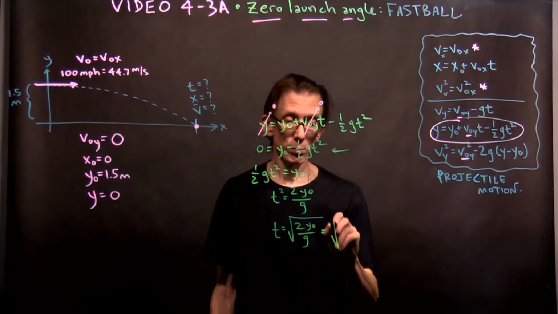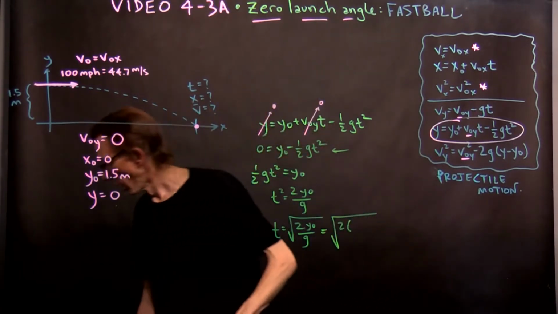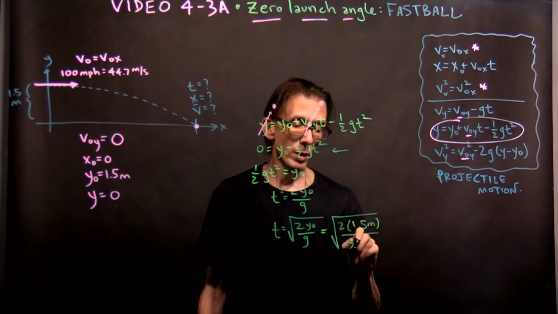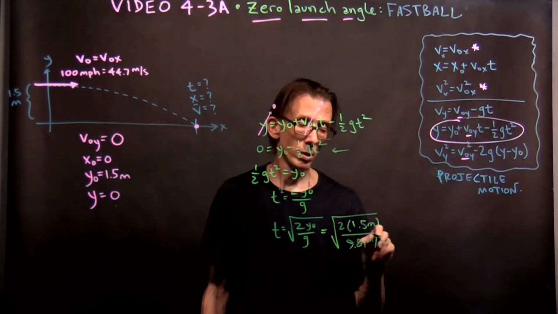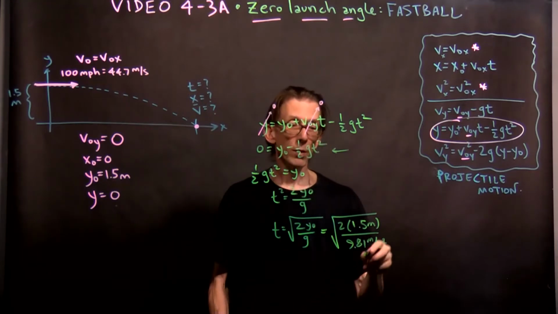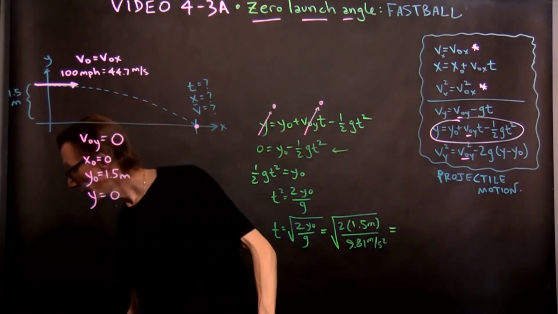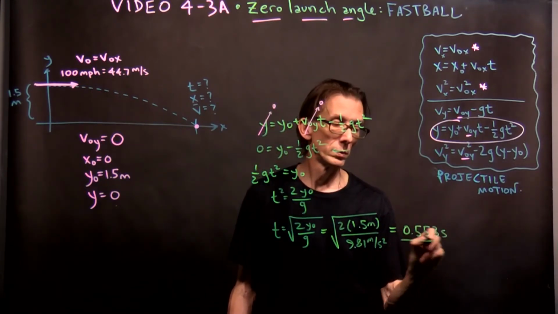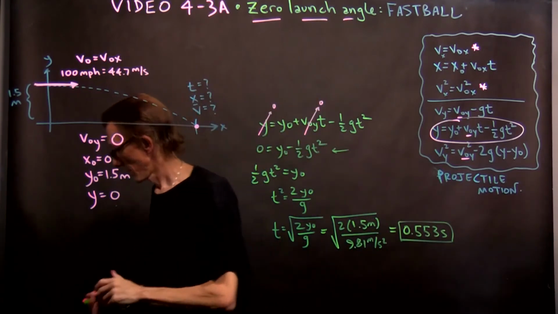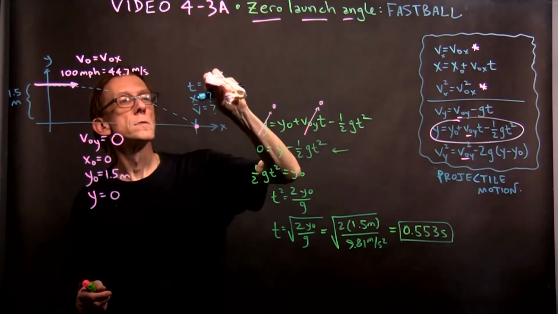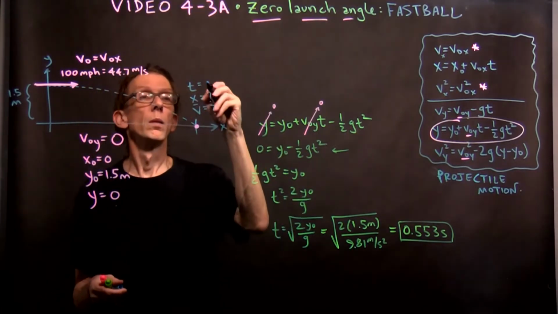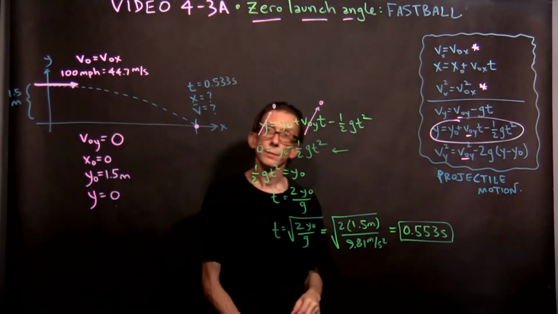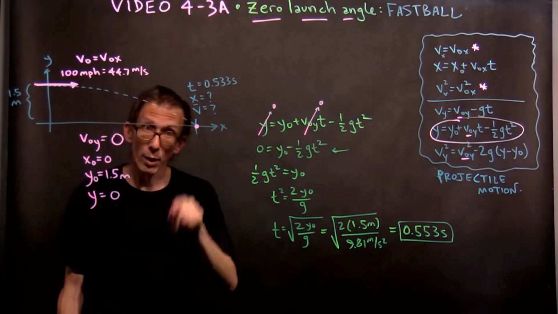So we can plug our numbers in now. 2 times y naught, which is 1.5 meters, over 9.81 meters per second squared. You do your math, plug in your numbers, turn your crank, and you get 0.533 seconds. So time is 0.533 seconds. Takes a little longer than a half second for that ball to hit the ground.